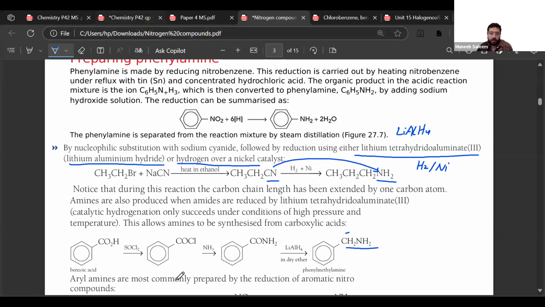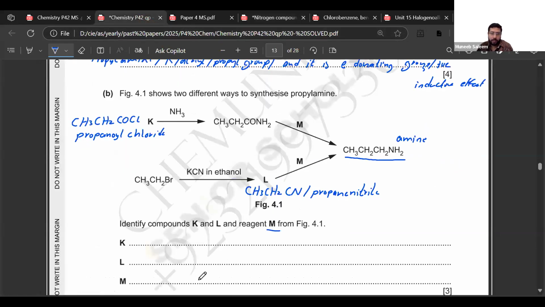So this is our answer over here. LiAlH4, or you can also use H2 plus nickel catalyst.